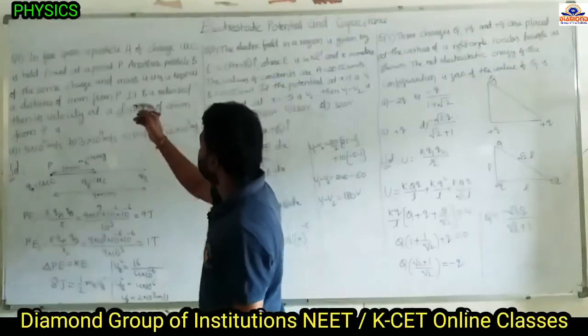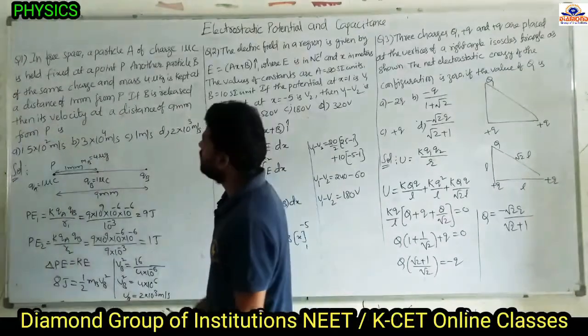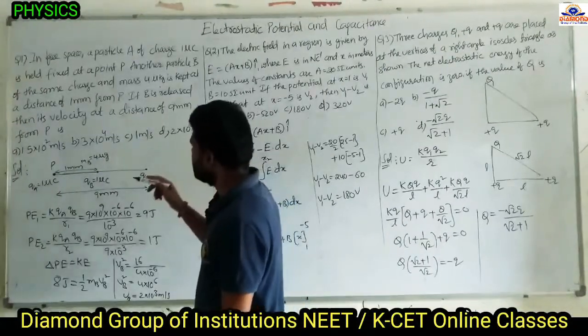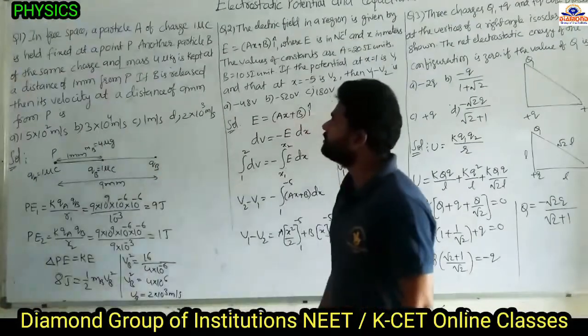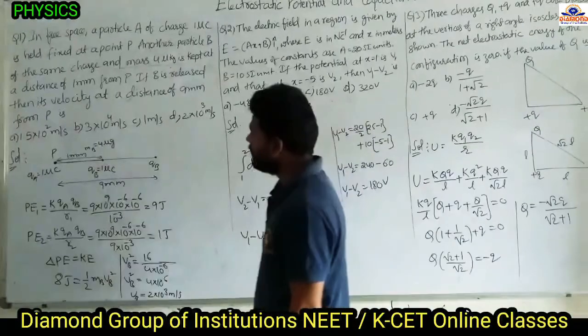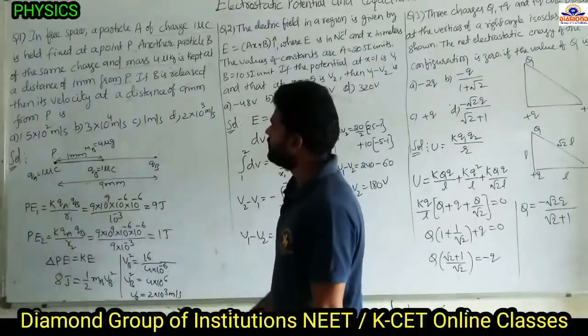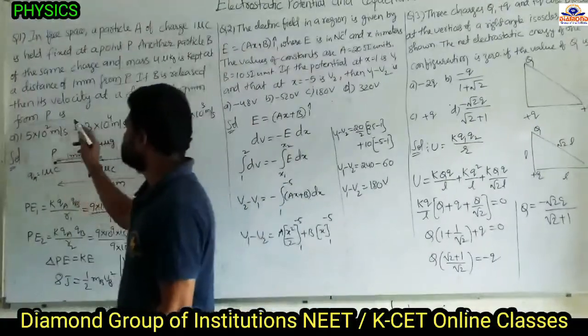In free space, a particle A of charge 1 microcoulomb is held fixed at a point P. Another particle B of the same charge and mass 4 micro kg is kept at a distance of 1 millimeter from P. If B is released, then its velocity at a distance of 9 millimeter from P is. Okay, this is the question.